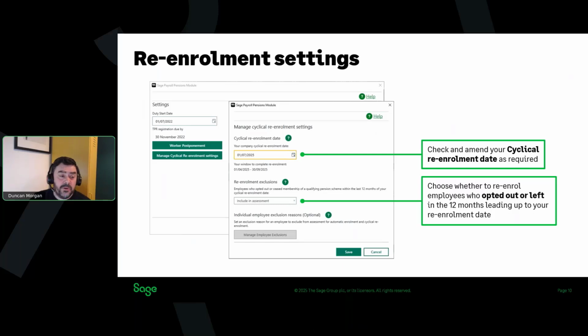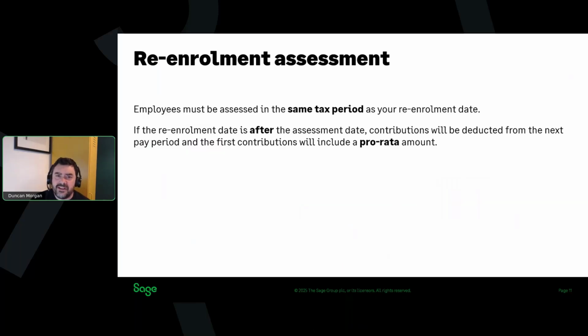Okay, so let's now talk about when you would run your assessment to re-enroll your employees. You might remember this from when you first staged for automatic enrolment or the last time you did a re-enrolment, but employees must be assessed in the same tax period as your re-enrolment date. The reason for this is that the pensions module uses tax periods for pay reference periods, and the assessment needs to be done in the same period as your re-enrolment date.